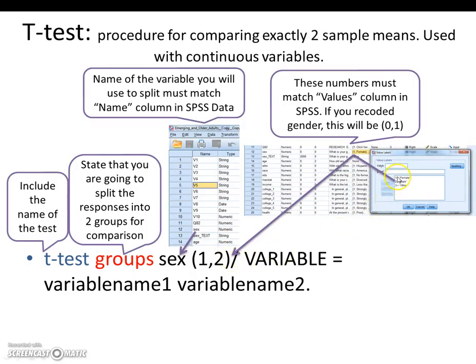These need to match the exact numbers. If you have recoded gender because it was something you were already interested in, a few of you have done that, then if you've recoded it to 0, 1, then this needs to be 0, 1.